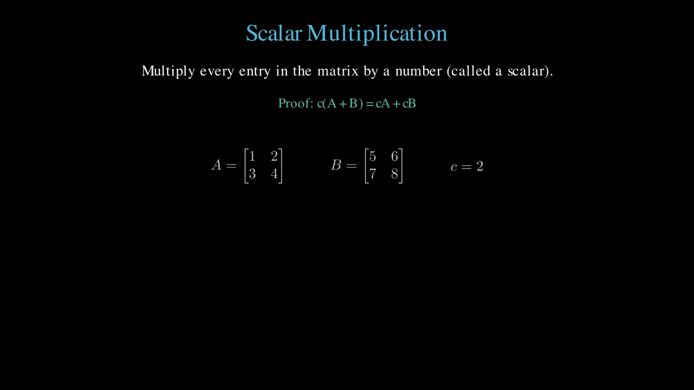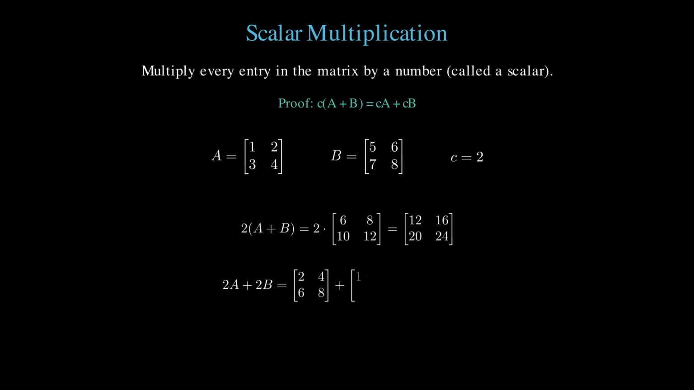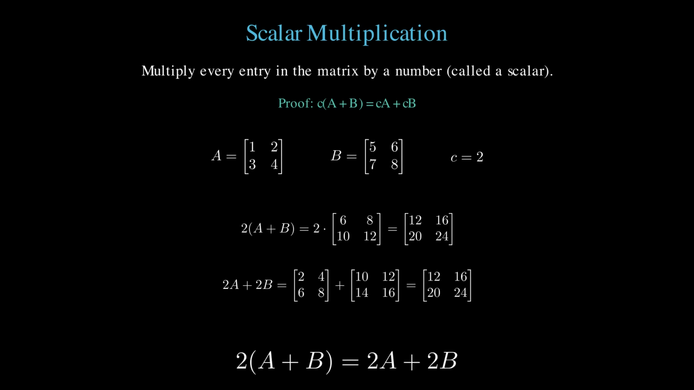Let's prove the distributive property. C times (A plus B) equals CA plus CB. Let's take A, B, and scalar C equals 2. On the left-hand side, we first add A and B, then multiply by 2. On the right-hand side, we multiply each matrix first, then add. Both sides give the same result. This proves the distributive rule.